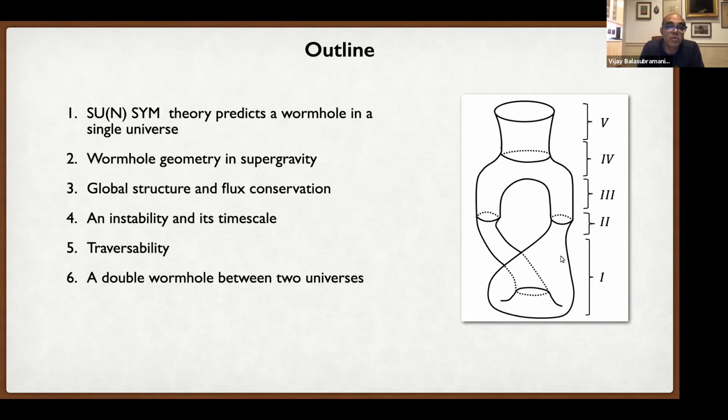Then we're going to construct the wormhole geometry in supergravity by just going through these various regions and figuring out what they should look like. I'm going to spend a little bit of time discussing the global structure and the flux conservation, because that's the trickiest part of the construction. Then we'll discuss the fact that actually this had better be unstable. And so really this will be an unstable wormhole, and what you really want to guarantee is that the instability has a sufficiently long time scale. So we'll do that. Then we'll discuss traversability of this wormhole. And then finally, I will argue to you that the exact same construction gives you for free a double wormhole between two universes. So that's the plan. Any questions so far?